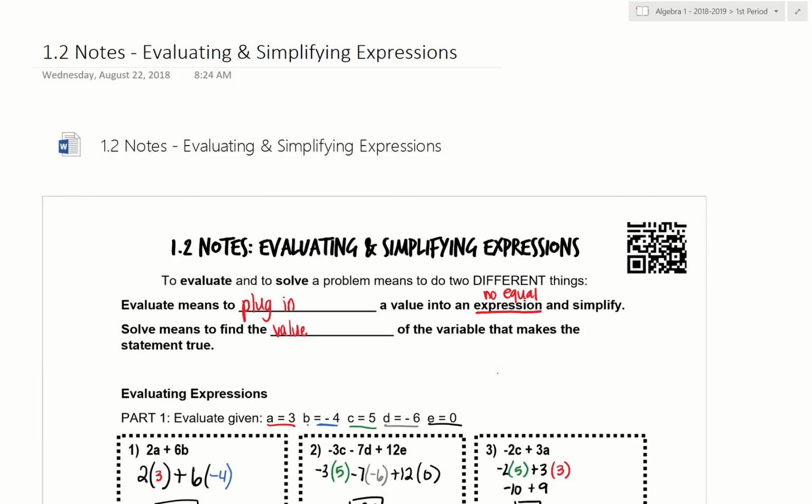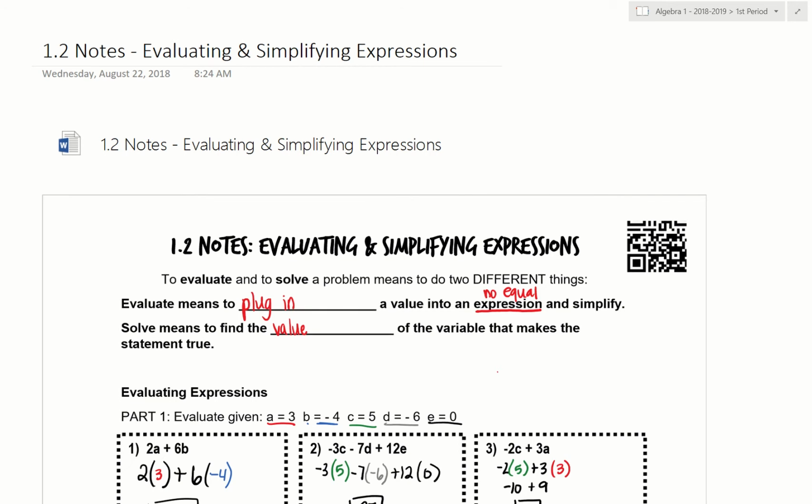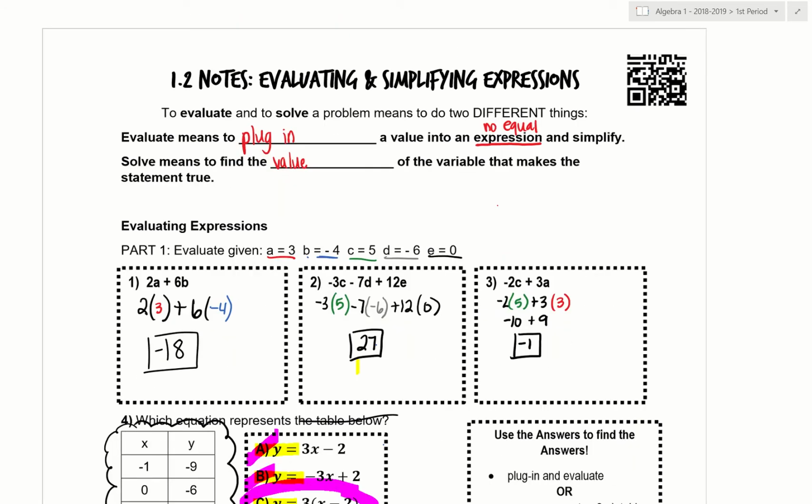Okay, guys, so this is the second part of your notes from last time, the 1.2 notes, evaluating and simplifying expressions. This is on page 2 in your journal. We talked about evaluating last class period, and that just means to plug in, and that happens whenever we're working with expressions because there is no equal sign on an expression. And then solving is something we're going to do a little bit later in this unit, and that's when we actually have to find the value before we can plug it in anywhere.